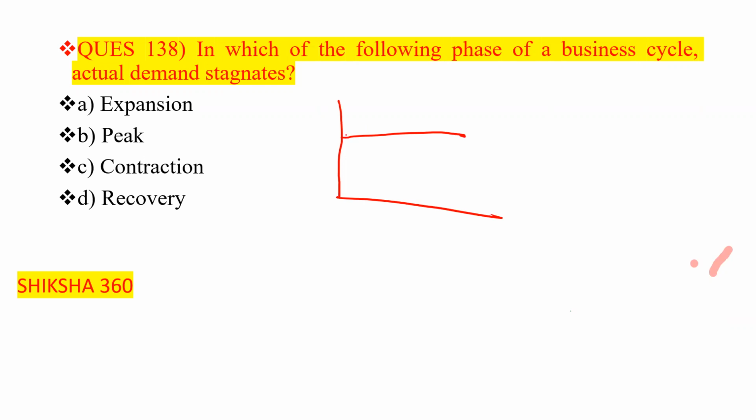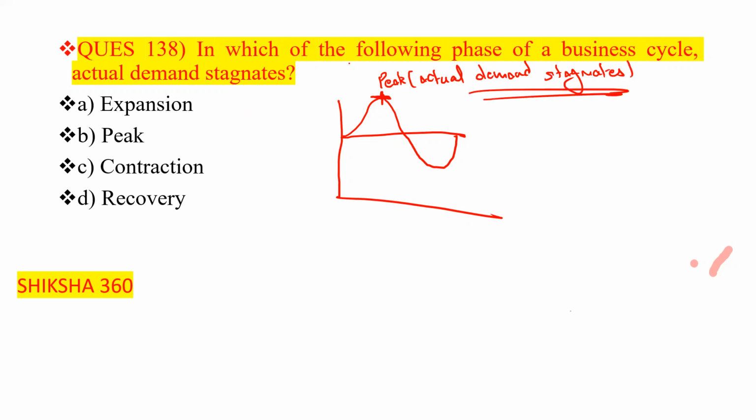Please answer these questions only. Like one student basically gives the correct answer. So this one is the stage when it reaches the peak. Their actual demand basically stagnates. When it reaches the peak, at that place their actual demand stagnates.